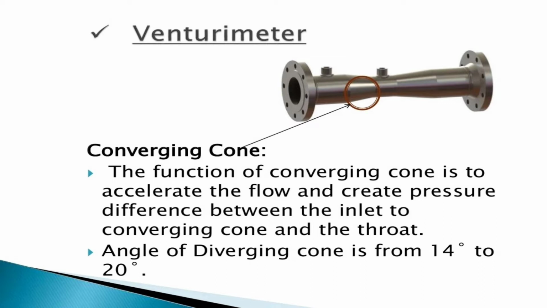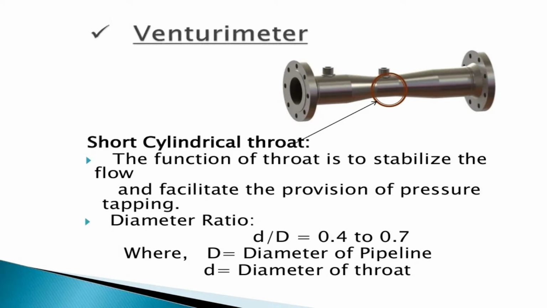The function of the converging cone is to accelerate the flow and create a pressure difference between the inlet to the converging cone and the throat. The angle of the diverging cone is from 14 degrees to 20 degrees. Short cylindrical throat. The function of the throat is to stabilize the flow and facilitate the provision of pressure tapping. Diameter ratio d by D is equal to 0.4 to 0.7, where capital D is the diameter of the pipeline, small d is the diameter of the throat.